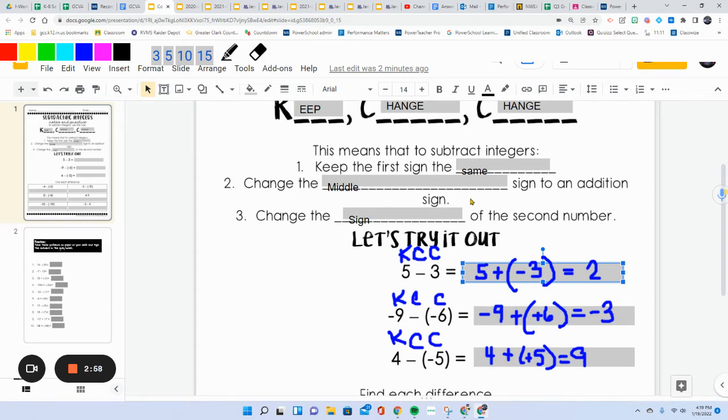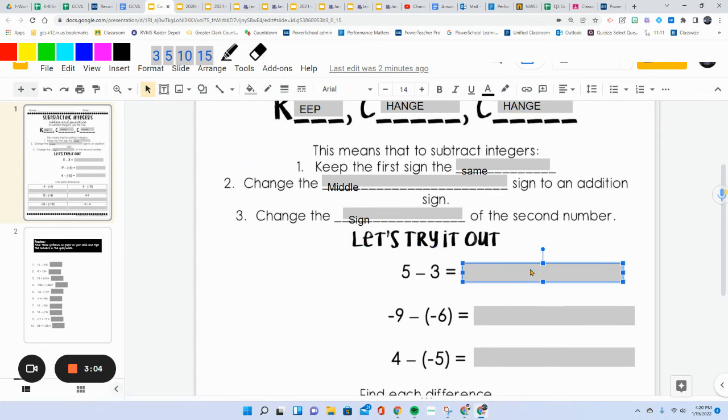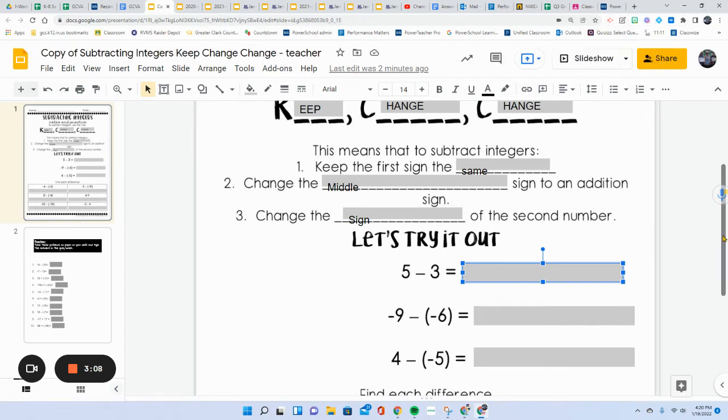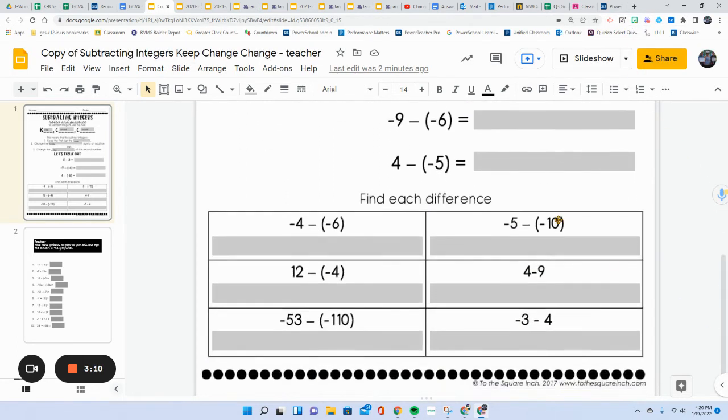All right, we're going to do a couple of examples at the bottom. Maybe. Maybe not. Okay, there we go. Sorry. We're going to do the keep, change, change strategy. You may or may not know, you won't have these answers in a different place. Sorry.